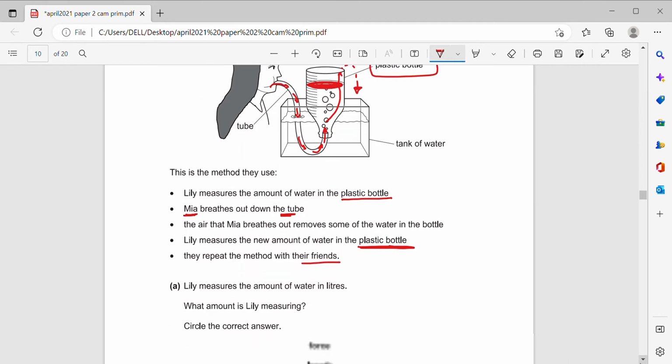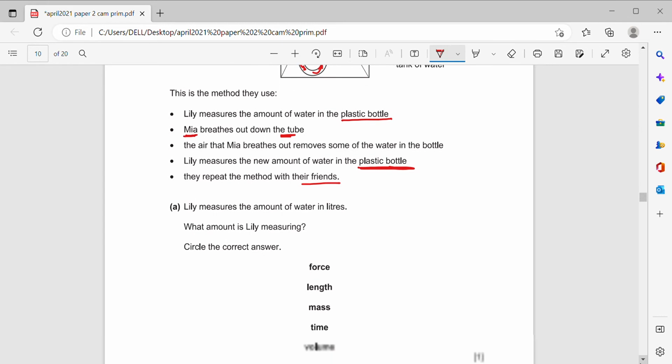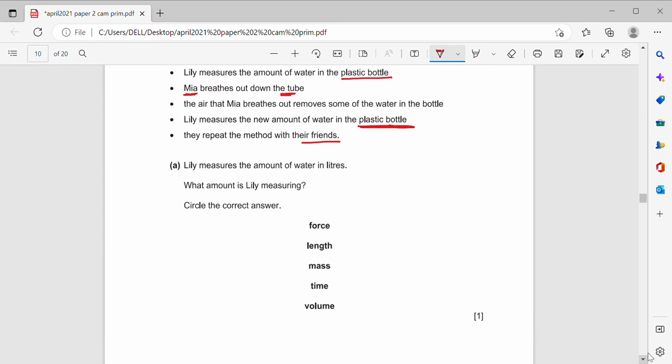Lily measures the amount of water in liters. What amount is Lily measuring? Circle the correct answer. Measure the amount of water in liters. In other words, the force ولا length ولا mass ولا time ولا volume. Great. This is the volume. يبقى the amount of water is the volume.